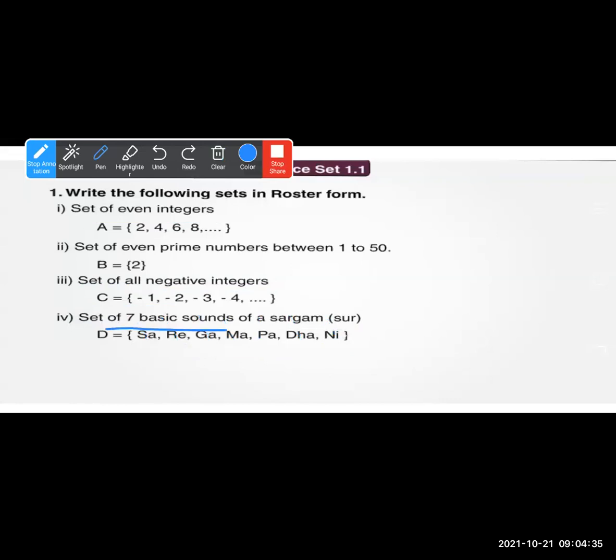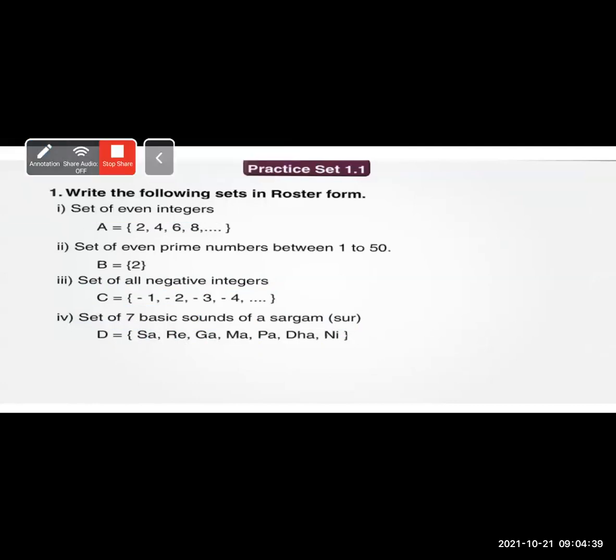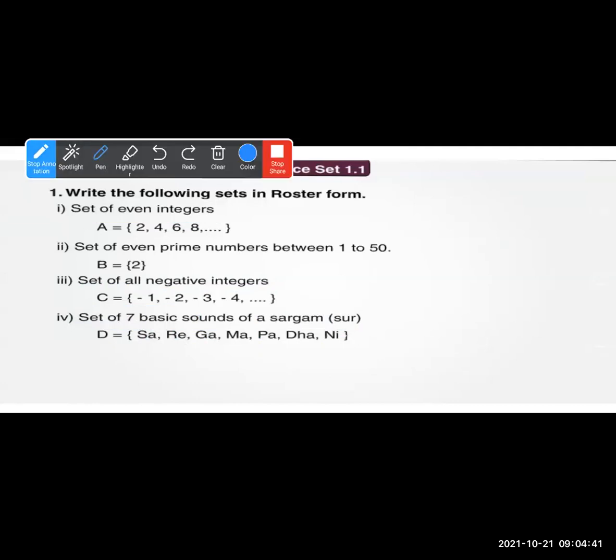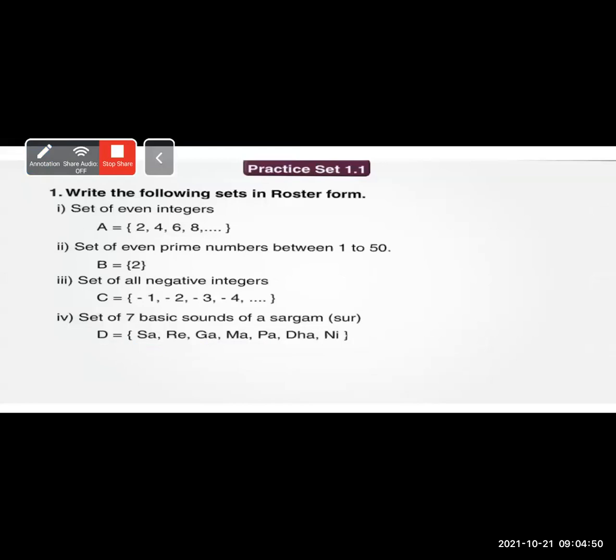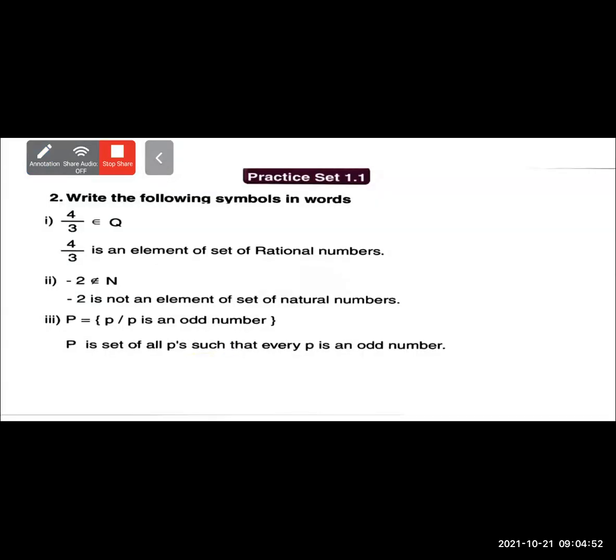So we have completed our 7 basic sounds. Okay. So see the next one. These things you have to learn, like colors of the rainbow, basic sounds of sargam. And so many things you have to learn. For example, human sensory organs, name of continents of the world, all months in the Indian solar year. We have done it yesterday.